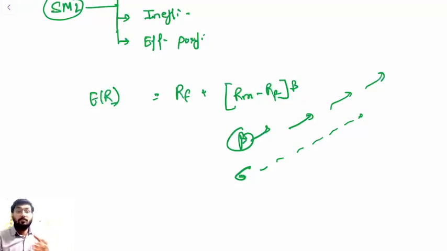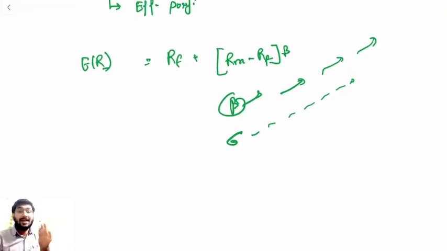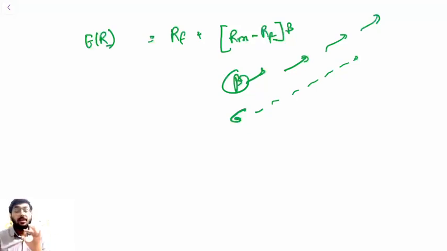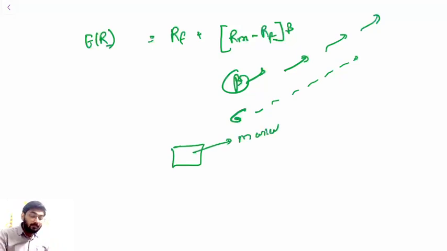Clear? So why, sir, does SML actually exist? See, investors are not rewarded for diversifiable risk. Clear? Only market risk is something which matters. So asset price will adjust until the expected return matches the risk. Clear? So they are saying that asset price will match the market risk, not the individual stock specific risk.